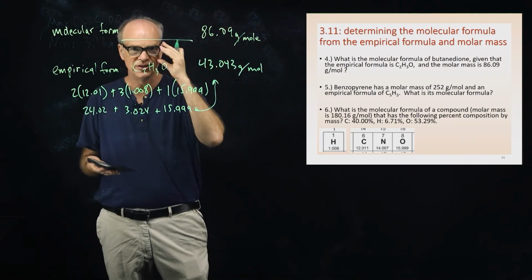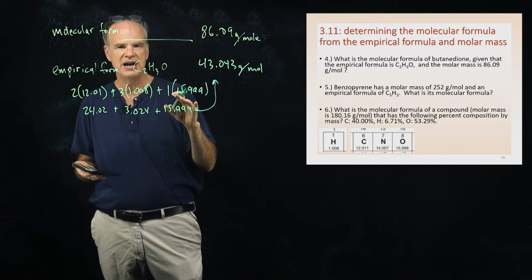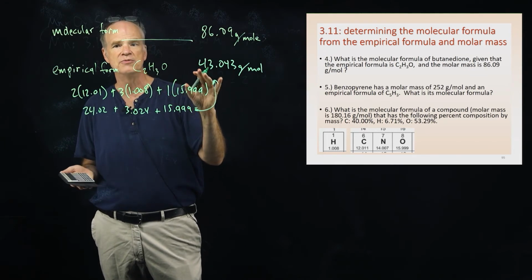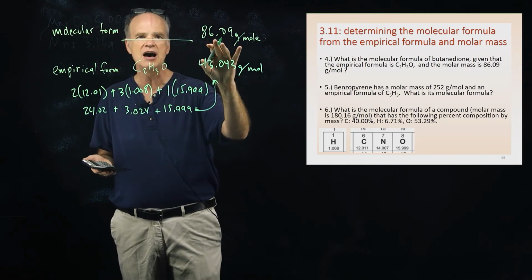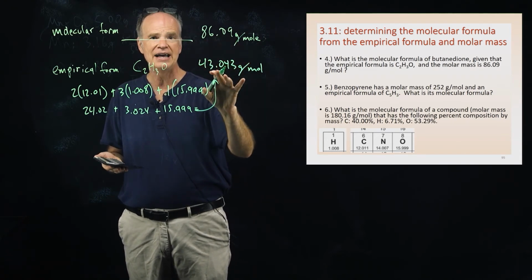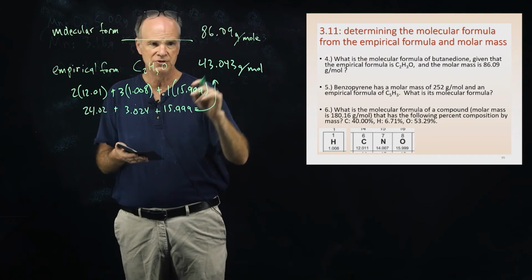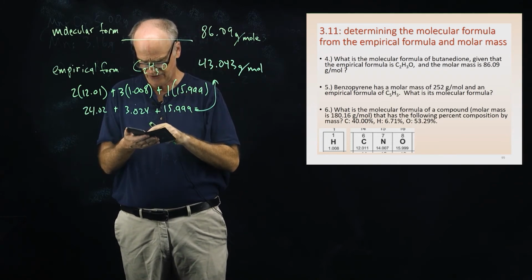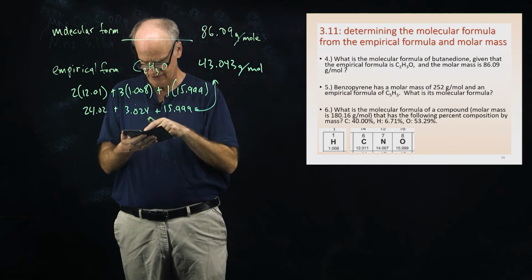Now, we know that is not the true molar mass of the compound. The true molar mass of the compound is going to be derived from the molecular formula. So let's see how many times the molar mass in the molecular formula is that of the empirical formula. So we just divide these two numbers. And so you divide it by 86.09 and take the inverse of that.